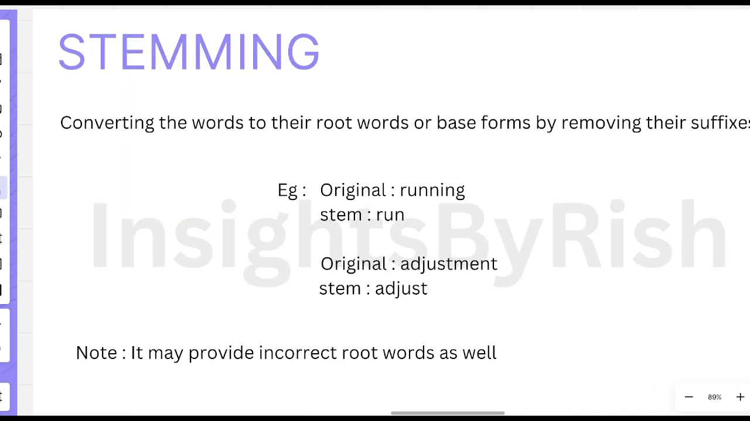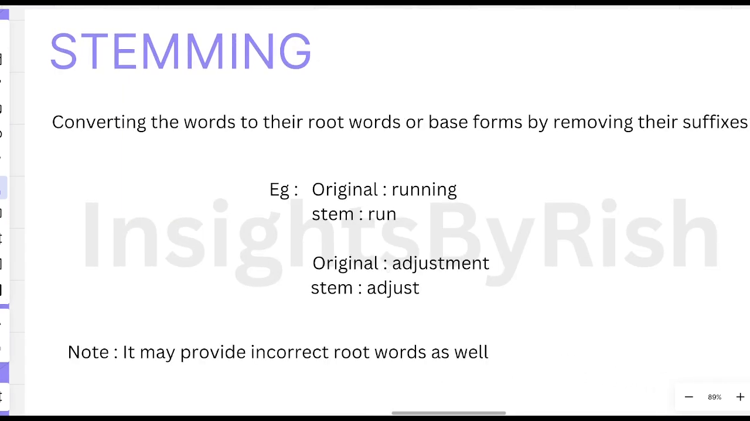Now I think you all might have got an idea of what we mean by stemming and lemmatization. But again I'll tell you here, stemming means converting the word to its root form or base form by removing its suffixes. These base forms are also called the stem. The base form or the root word is also called the stem. For example, the original word is running and its stem word is run. The original word is adjustment and its stem word is adjust.